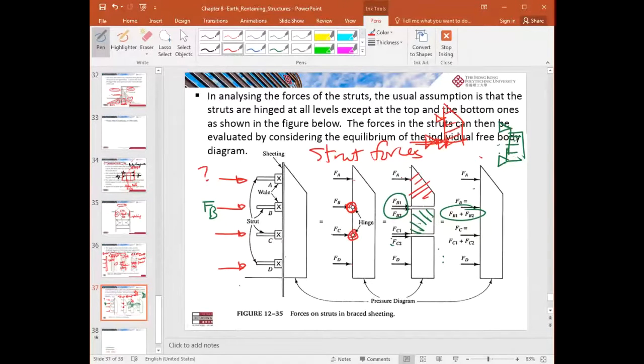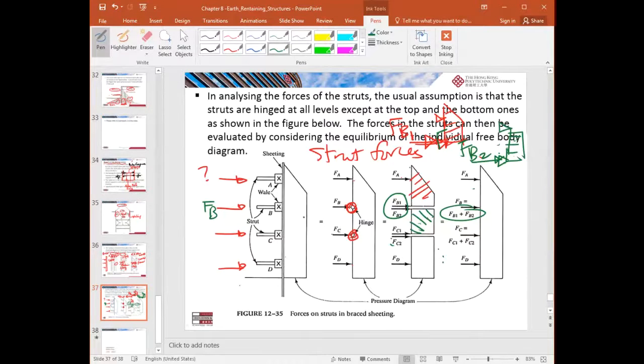Here you have FB1, and here you've got FB2, right? So you add these two all together to give you the force in the strut B.